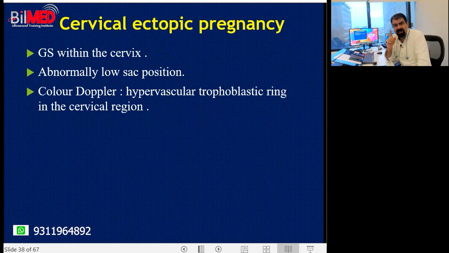How to differentiate an aborting sac from a cervical ectopic? Should I repeat the question? How to differentiate a sac which is implanted since the beginning in the cervix from an aborting sac which has reached the cervix and is now in the phase of moving out, or in abortion? So how to differentiate those two sacs? In your comment boxes now. Hurry up. This is a very important point, and we have to differentiate that.